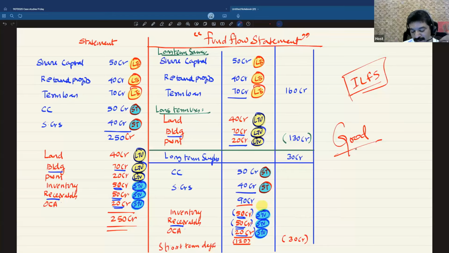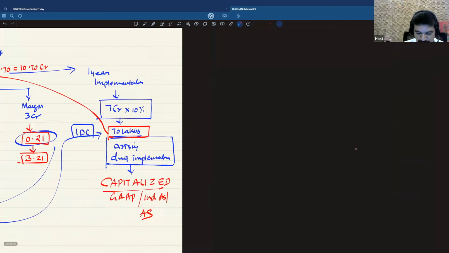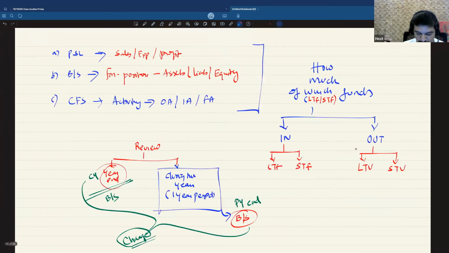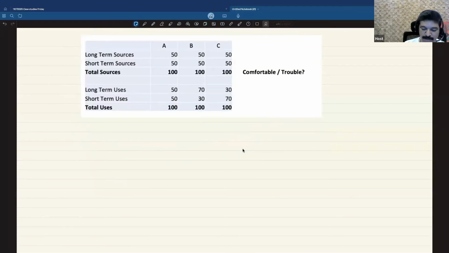But another fund flow statement can reveal more if there are misusages. So what do I mean by that? Let's try to understand through one example. Let me see whether that example is visible. I just copy pasted one case. Look at this. There are three companies, A, B, C. This is basically the abridged format of balance sheet, not the fund flow statement.